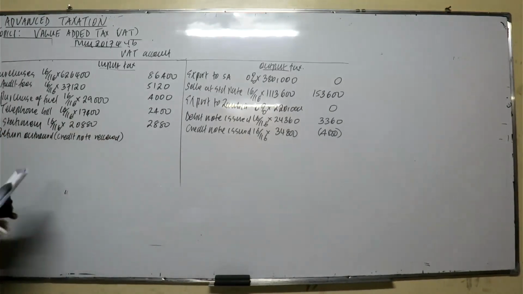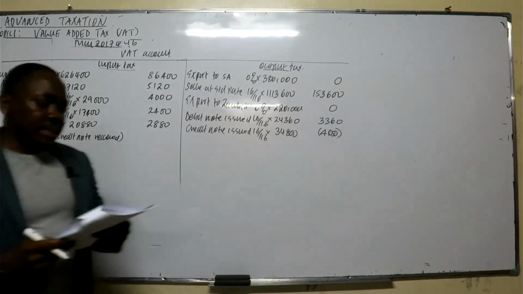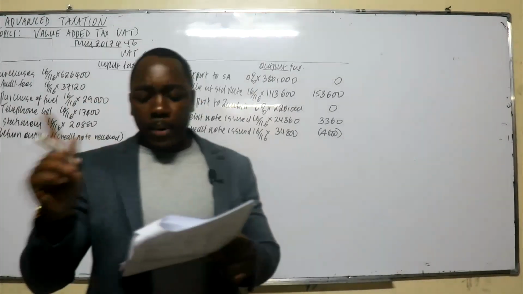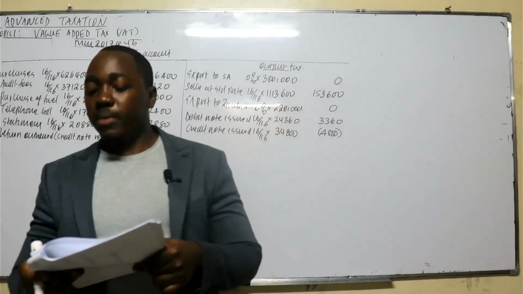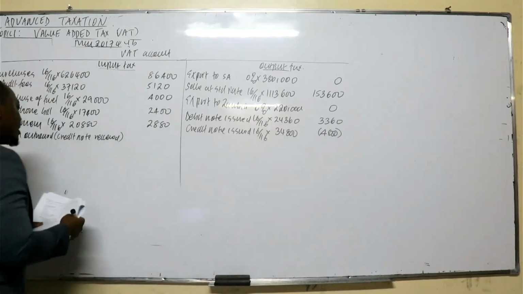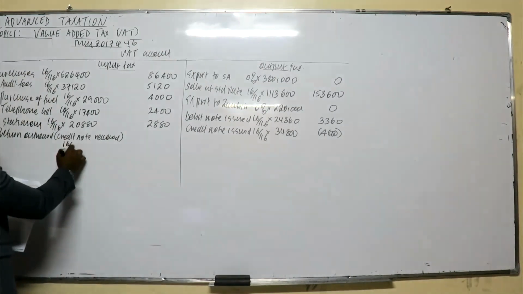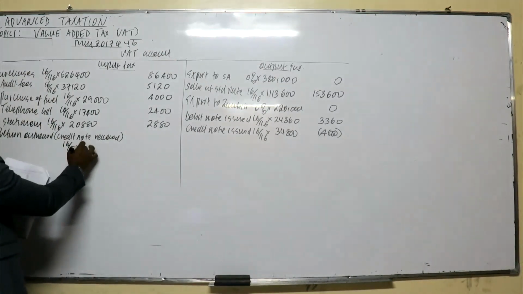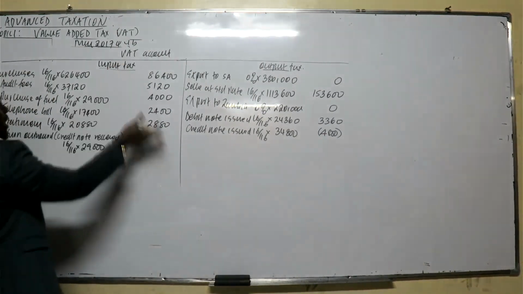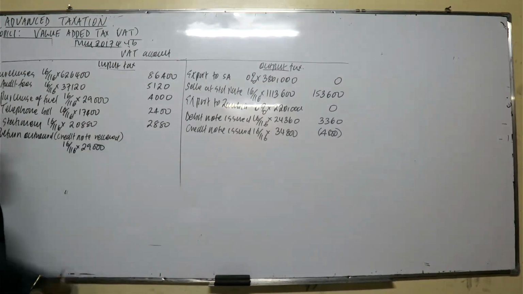We are told that the company returned goods invoiced at 29,000 to the supplier because they were of the wrong type. A credit note was received immediately. So you take 16 over 116 of 29,000. That means we had already purchased, but we returned, so you eliminate that amount.